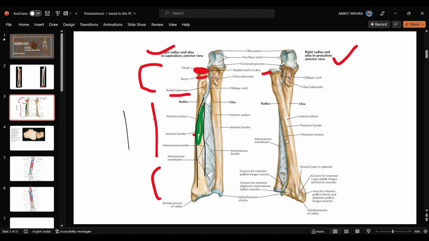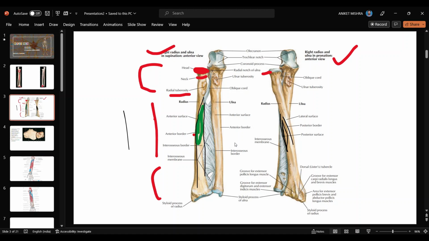this one is the posterior surface. The posterior surface lies between the posterior border, this one is the posterior border, and the middle one is the interosseous border. So the posterior surface lies between the posterior border and the interosseous border. The lateral surface lies between the anterior and the posterior border. It shows a roughened area in its middle part.